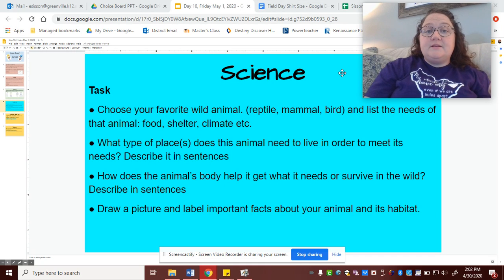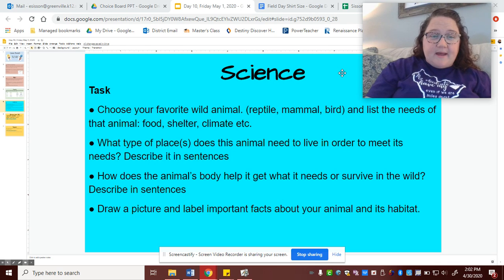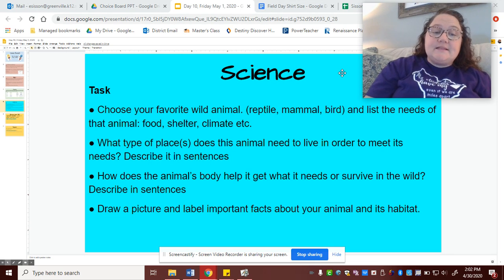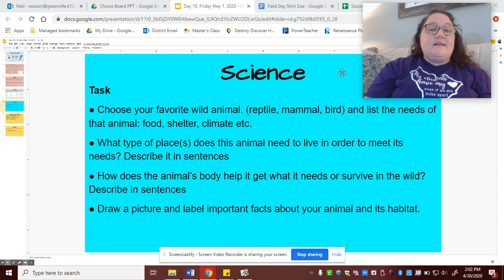Remember, you have to go into PebbleGo through our library website. If you have questions about that, let me know. Then you're going to tell me what type of places your animal lives or needs to live in order to meet its needs. Like if it's an animal that needs to live in a warm climate, if it's an animal that can live in cold, or if it's an animal that can live in both.